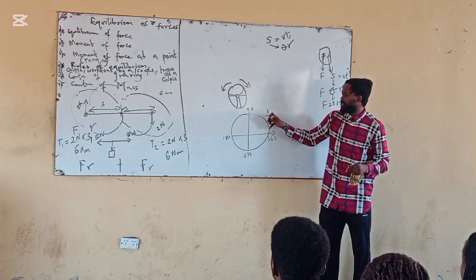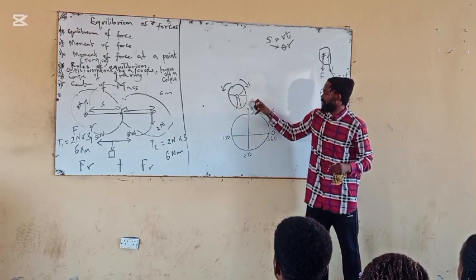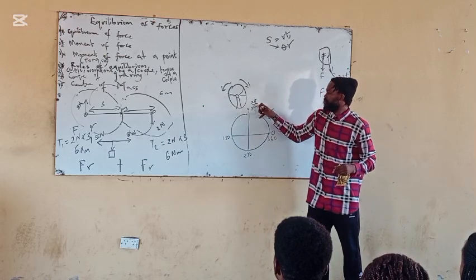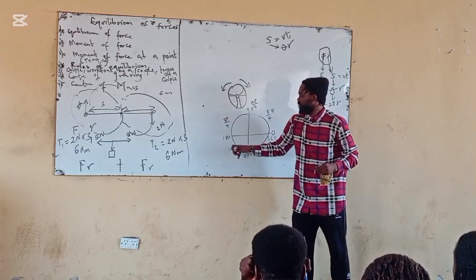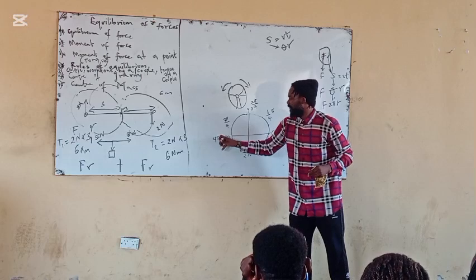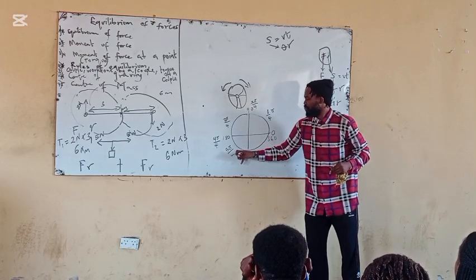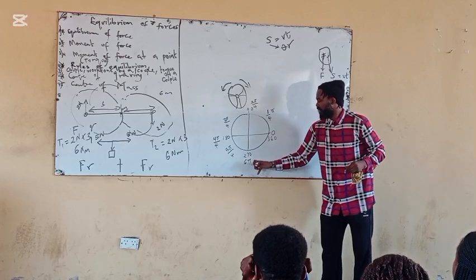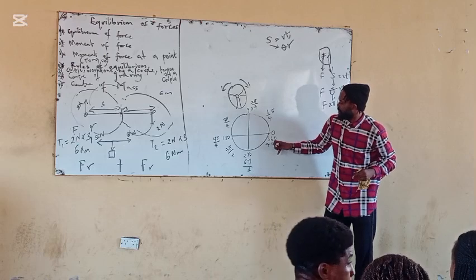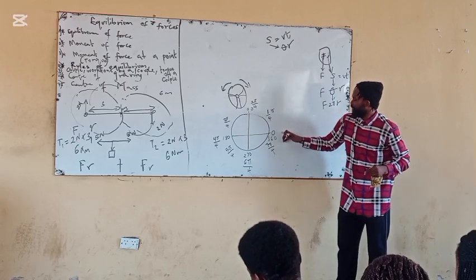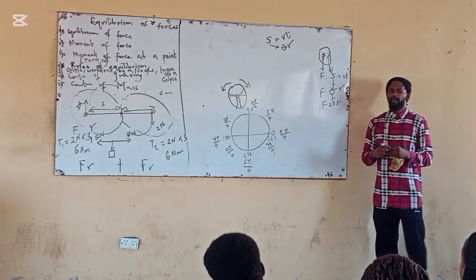This side can be the same as say 1 pi over 4. Is it not true? This side can be said to be 2 pi over 4. This side can be said to be 3 pi over 4. This side can be said to be 4 pi over 4. And this side can be said to be 5 pi over 4. This side can be said to be 6 pi over 4. Yes? And this side can be said to be 7 pi over 4. And this side can be said to be 8 pi over 4. Do you still remember this thing?